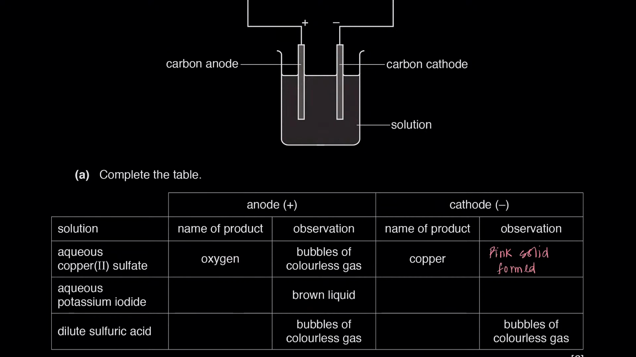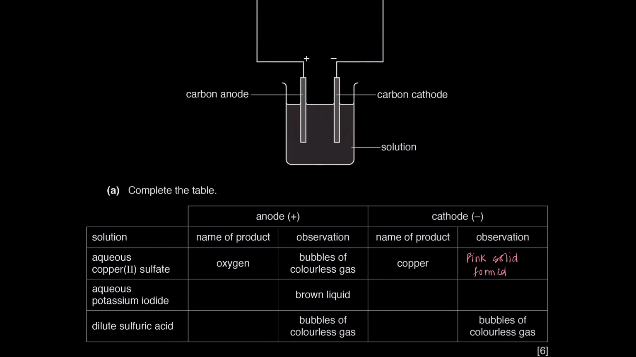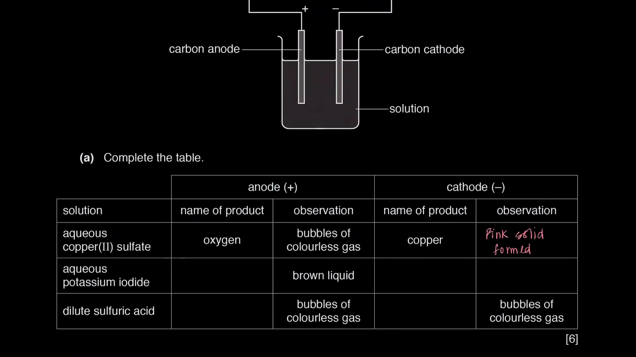Aqueous potassium iodide. Now I don't need to worry about it too much. I know iodine is produced. Now what do I write? Do I write I minus? It says oxygen in the first one, so I'll just write down iodine. Brown liquid, and name of the product.